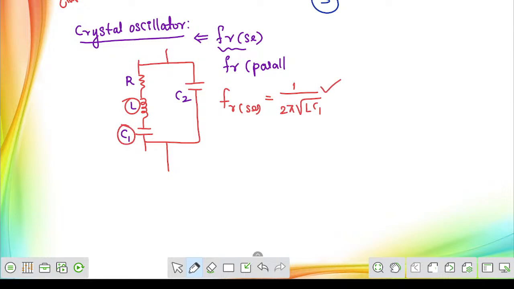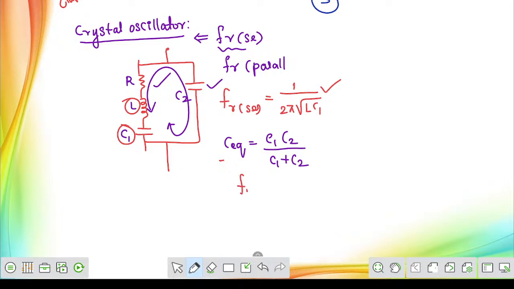But when it comes to parallel resonance, it is very important to calculate the C equivalent before calculating the parallel resonant frequency. Since we are taking these two terminals here, the formation becomes a series combination of C1 and C2. So the C equivalent is C1 into C2 by C1 plus C2 when they are asking about the parallel resonance circuit. From this, you can find the resonant frequency of the parallel circuit. So the parallel resonance frequency is 1 upon 2 pi into the square root of L into C equivalent. That's it for parallel resonance.